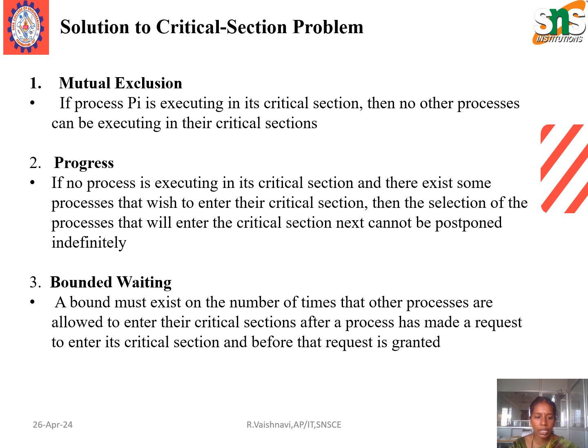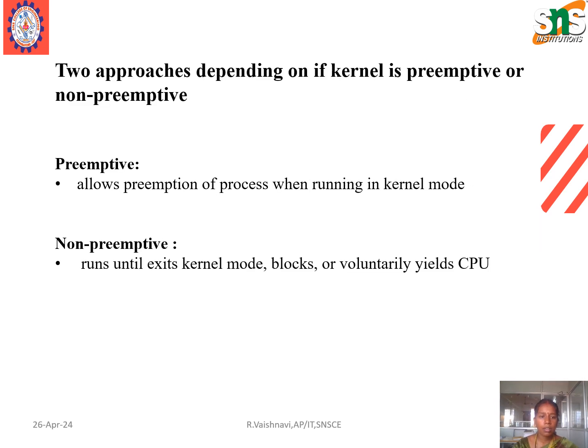Third one, bounded waiting. A bound must exist on the number of times that other processes are allowed to enter their critical sections after a process has made a request to enter its critical section and before that request is granted. Next, we have two approaches depending on whether the kernel is preemptive or non-preemptive. Preemptive allows preemption of a process when running in kernel mode. Non-preemptive runs until it exits kernel mode, blocks, or voluntarily yields the CPU.